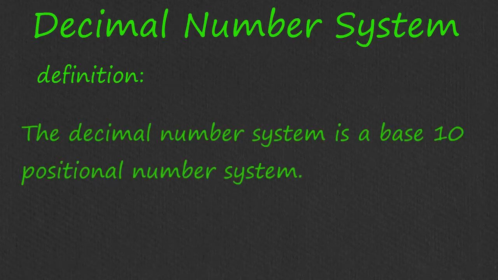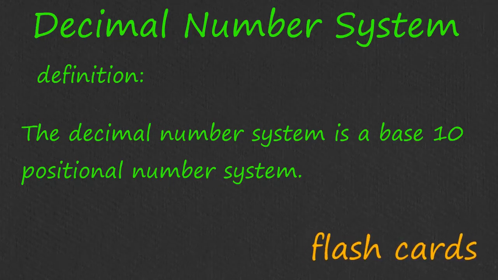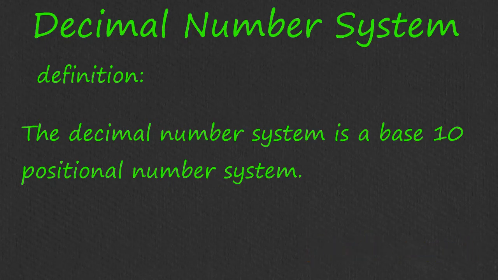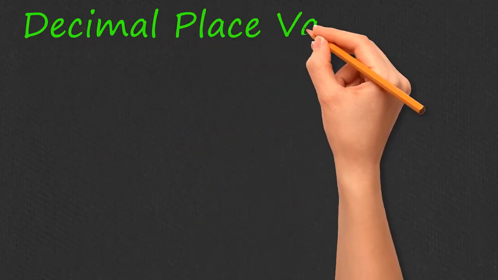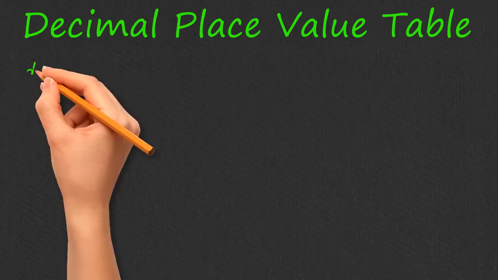Here is the definition. If you couldn't quite remember it, I suggest you start using flashcards, paper or electronic, and test yourself on this and upcoming concepts regularly. Now that we are all on the same page about the decimal number system, let us remind ourselves what the decimal place value table looked like. Can you pause the video here and draw on a piece of paper the decimal place value table?